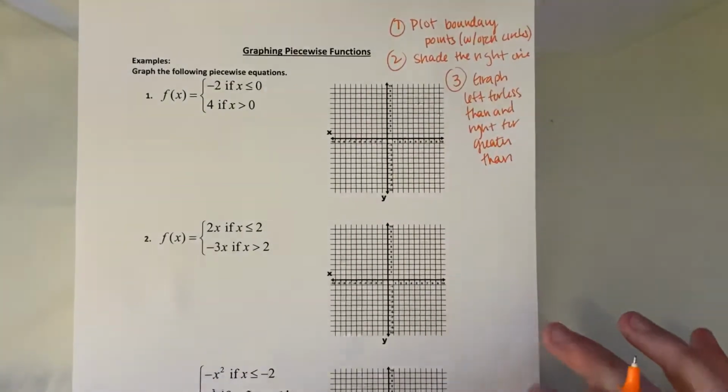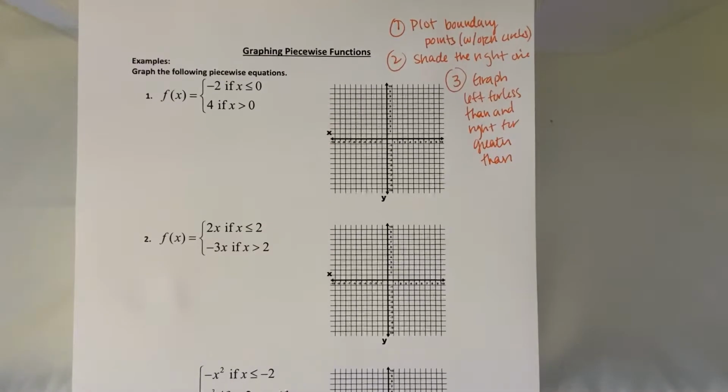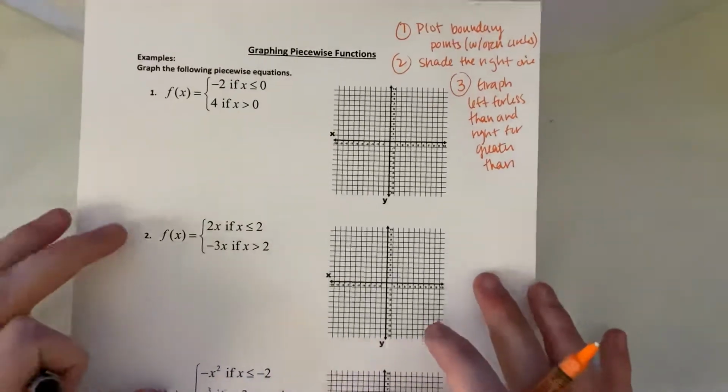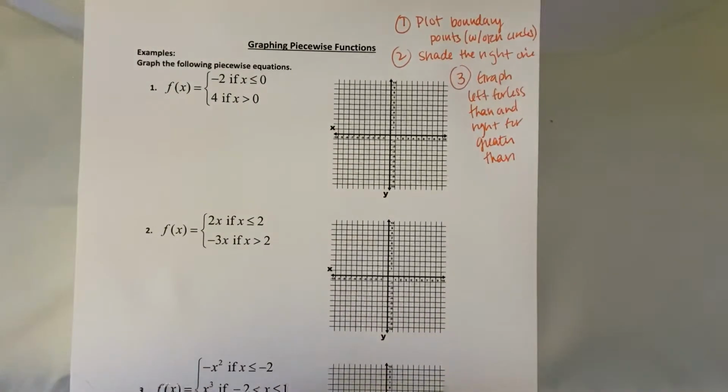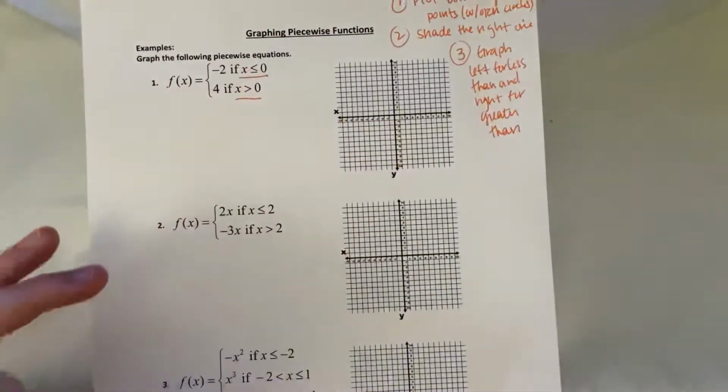Now let's see what that actually means in a problem. You're more likely to see one that's like number 1 or number 2. Number 3 is an extra challenge problem if you want to do it. We won't do it on the notes. So f of x equals -2 if x is less than or equal to 0, or 4 if x is greater than 0. So this boundary point where I switch functions is 0.